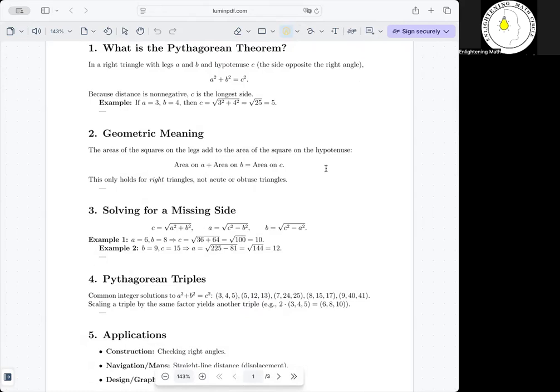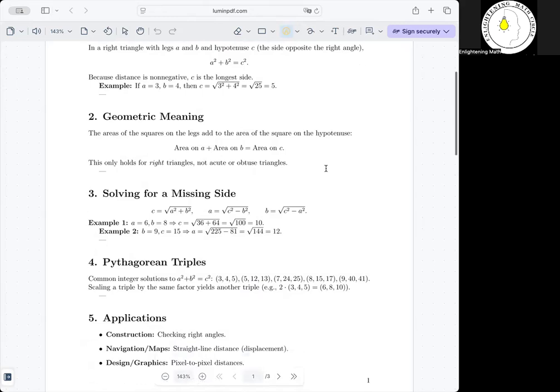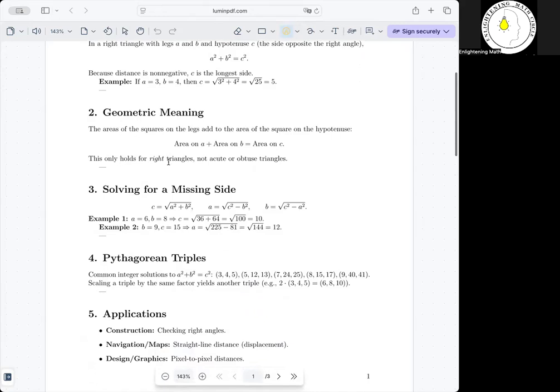So, the geometric meaning of this is the areas of the squares on the legs add up to the area of the square on the hypotenuse. Area on A plus area on B is equal to the area on C. Once again, this only holds for right triangles, not acute or obtuse ones.